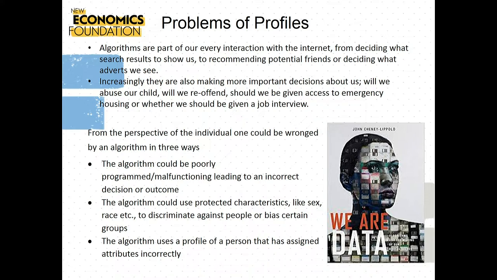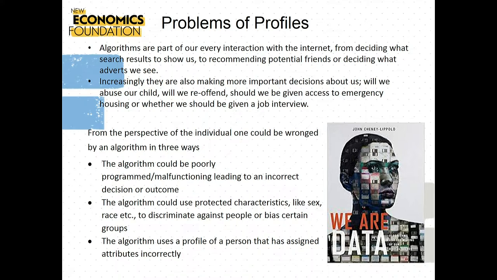But if we think about when an algorithm makes a judgment about us, and that is going to happen more and more regularly, there are really three ways in which we could be wronged by that judgment. First of all, the algorithm could be designed badly. It could have in it that 1 + 1 = 3, and it would obviously come out with an incorrect decision.